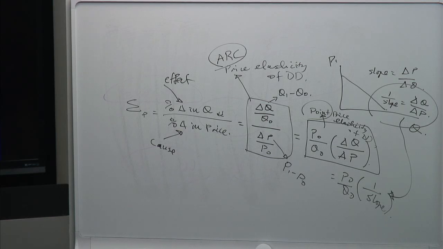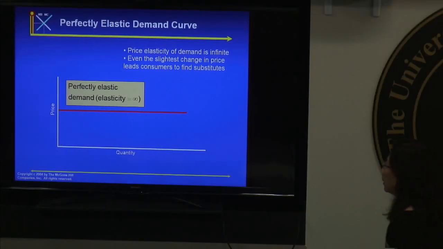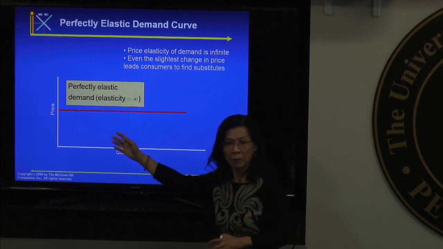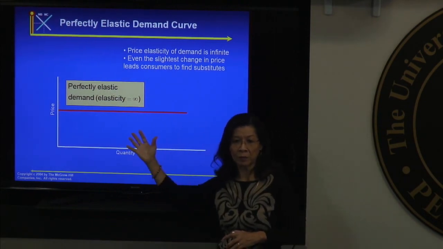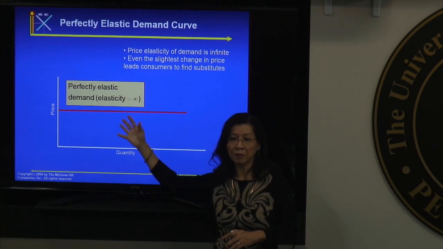So now, sometimes you get this. What is this? The red line is horizontal, right? And this is your demand curve, so we call this a perfectly elastic demand curve. This is the extreme of the most elastic demand curve. What does that mean? That means your price elasticity of demand is considered infinite. Even the slightest change in price leads consumers to find a substitute. In this case it would be like the car, SUV, we're talking about. Big ticket item. It would be very elastic because you have a lot of substitutes. So if you try to raise the price, people will find a substitute.